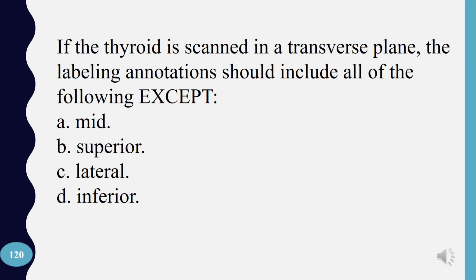If the thyroid is scanned in a transverse plane, the labeling annotations should include all of the following except: A. Mid. B. Superior. C. Lateral. D. Inferior. The answer is C. Lateral.